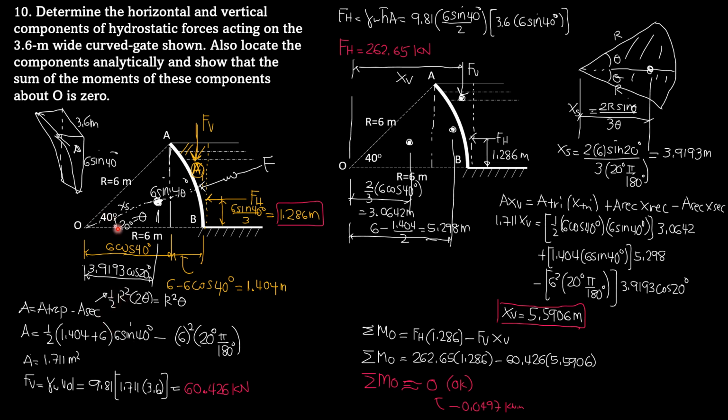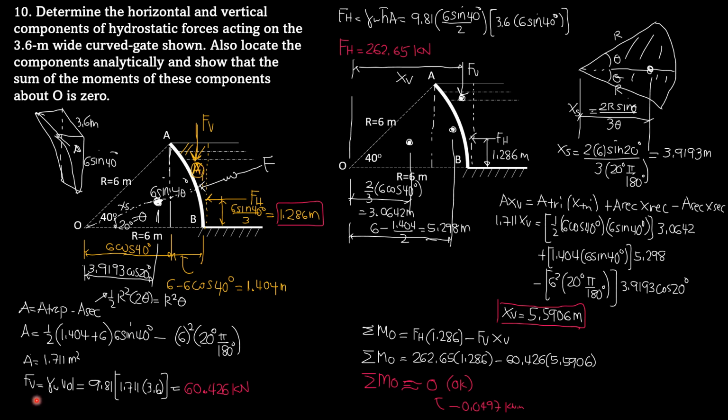The central angle is denoted by 2 theta, but theta is just half, 20 degrees, half of 40. And it reduces to r squared theta, and theta is 20 degrees, remember. So r squared, 6 squared, and theta 20 degrees converted to radians. So 20 degrees times pi over 180 degrees. So the area therefore is 1.711, that area there.